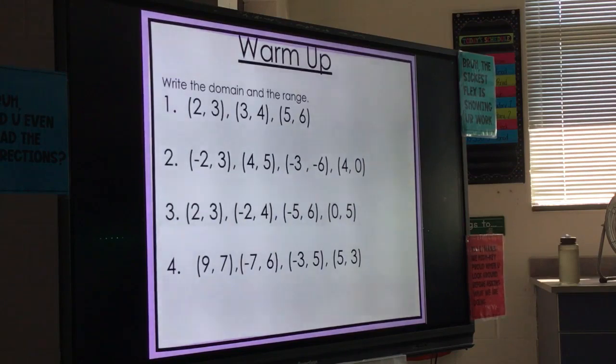You're doing these in your notebook. So you're simply writing D, and then all the ones that go with the D, and then R, all the ones that go with R.